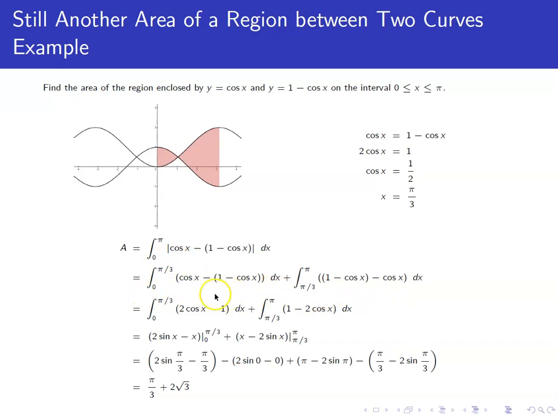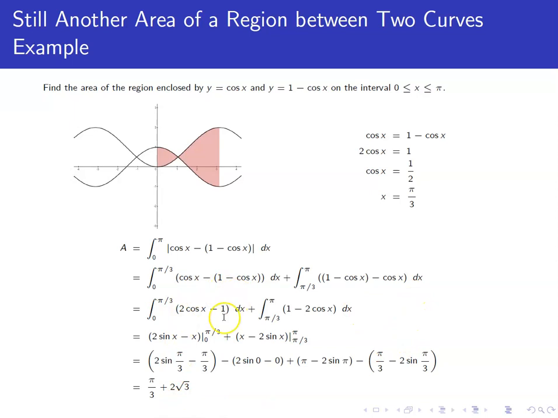We said that cosine was above 1 minus cosine from 0 to pi over 3, so we'll do cosine minus 1 minus cosine. Notice that makes this positive, so your absolute value wouldn't do anything. From pi over 3 to pi, the 1 minus cosine of x is above the cosine x, so we'll do 1 minus cosine minus cosine. And again here, if this one, cosine x, were below 1 minus cosine x, then this would be negative, so the absolute value is going to make it positive, or basically reverse the order here.